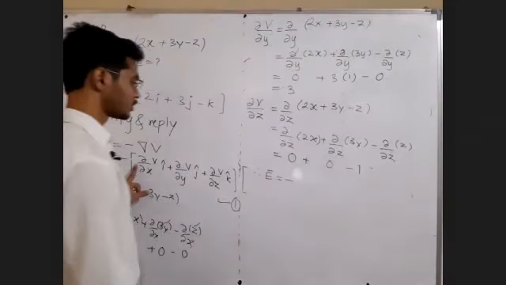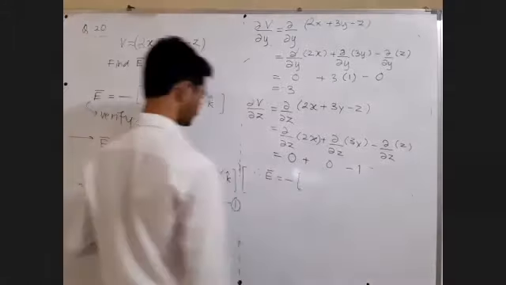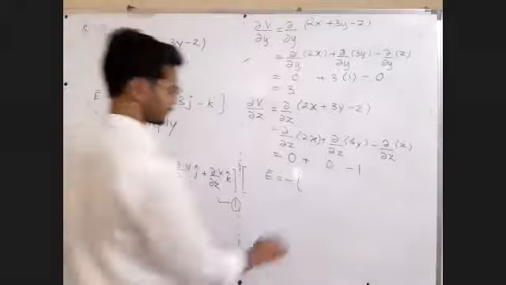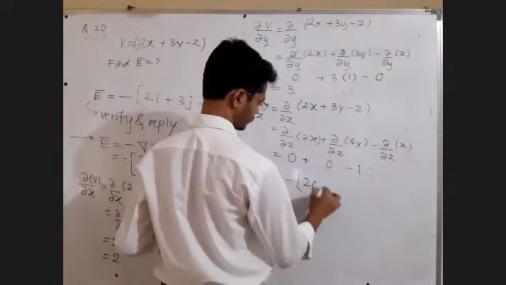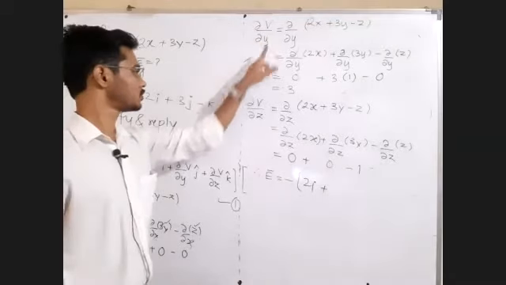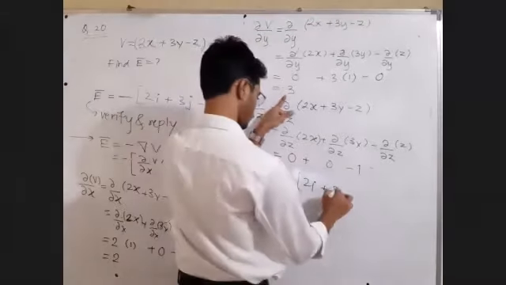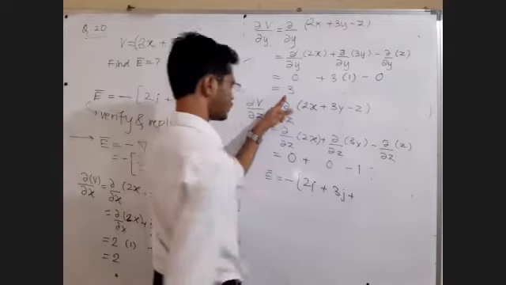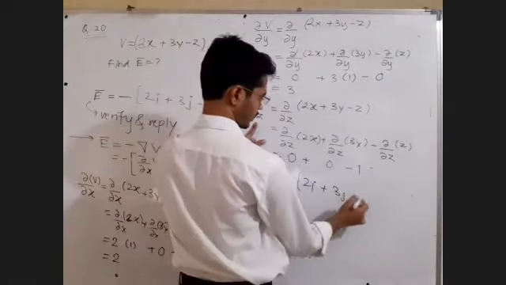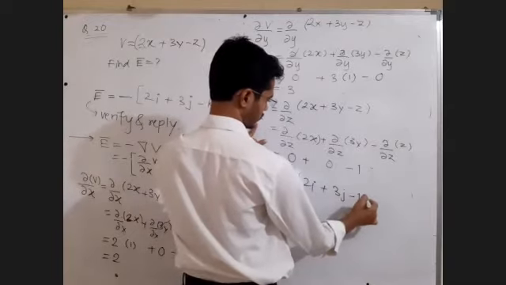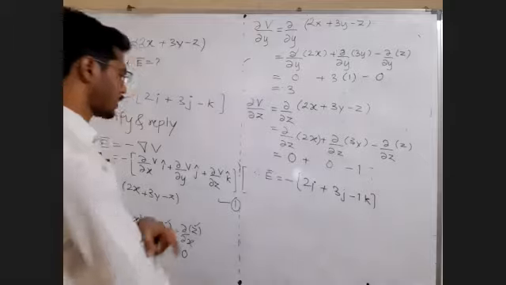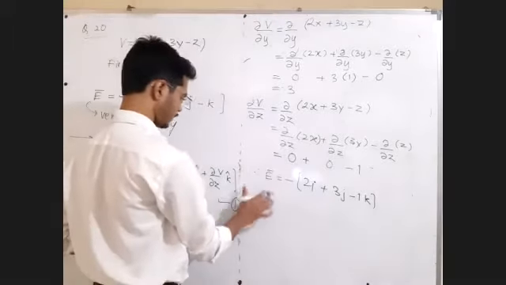Okay, so minus into bracket: dou v by dou x into y, so 2 into y, plus dou v by dou y into z, which is equal to 3 into z, plus dou v by dou z into k. Dou v by dou z is minus 1 into k, or simply minus k, no issues. Okay, so that's it. This is how we are going to verify it.